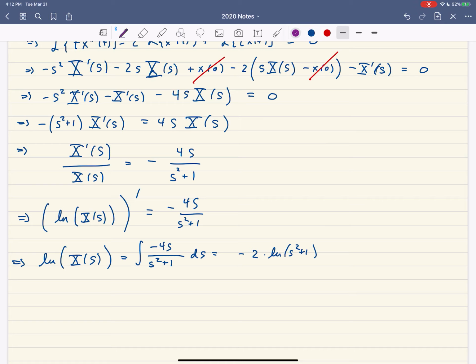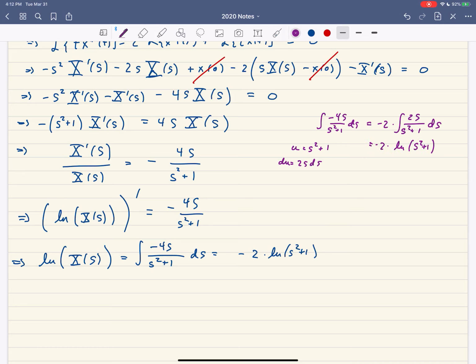So what I just did mentally there is that you have negative 4s over s squared plus 1 ds. That's negative 2 times the integral of 2s over s squared plus 1 ds. If you substitute u as s squared plus 1, you end up with du as 2s ds. That's why I brought out this negative 2, so that you have the 2s ds. And then 1 over u du becomes natural log of u. So this is going to end up being negative 2 times the natural log of s squared plus 1, which is what I wrote down here.